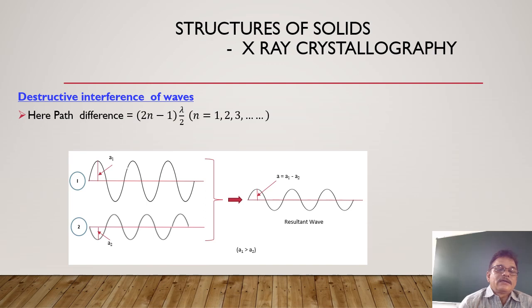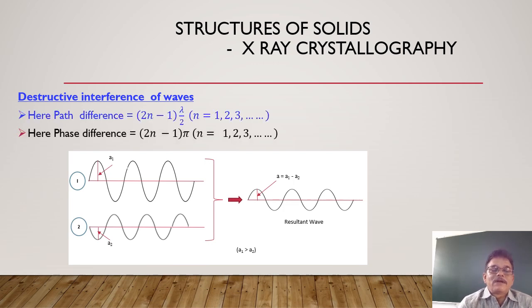Okay, here it is the crest of the first wave, it is the trough of the second wave. Here the amplitude of the first wave is A1 and the amplitude of the second wave is A2, and we are taking A1 is greater than A2. So what will be the resultant wave? Resultant wave will be like this. Then the amplitude of the resultant wave is equal to A1 difference A2. As we are taking A1 is more than A2, here the amplitude is A1 minus A2.